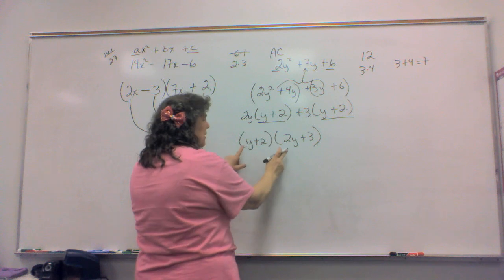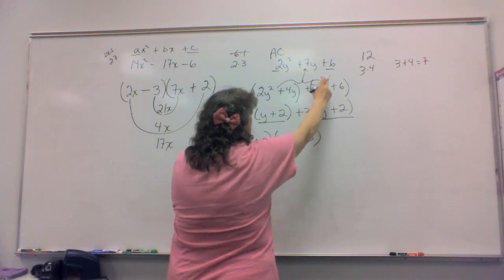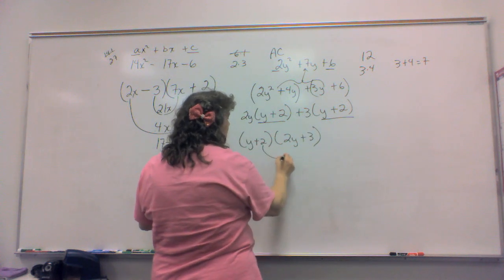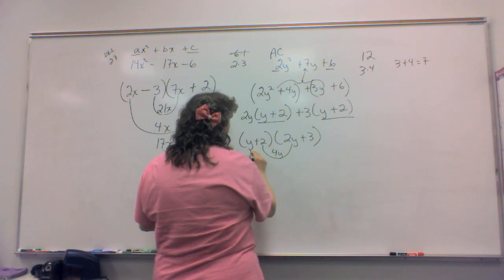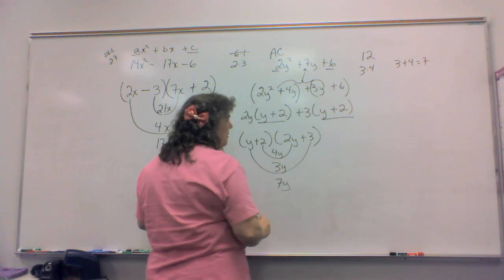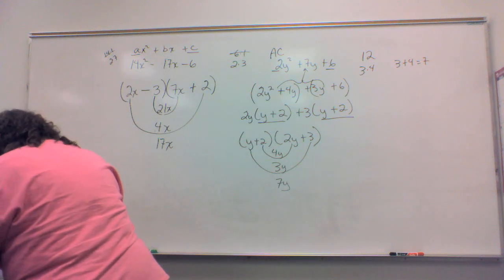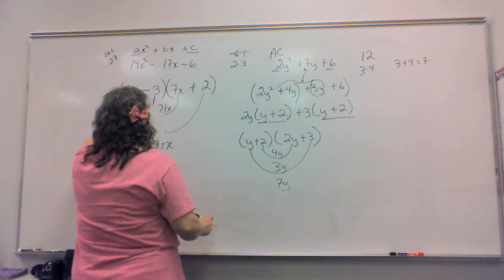Now let's check. Y times 2y is 2y squared. 2 times 3 is positive 6. 2 times 2y is 4y. And y times 3 is 3y, giving you 7y. You can always check your factor. Let's do one more using the AC method.